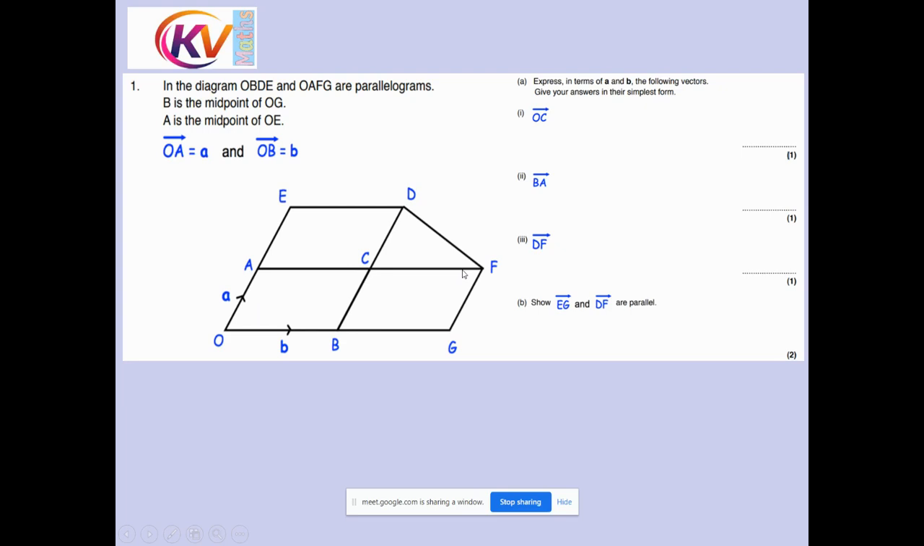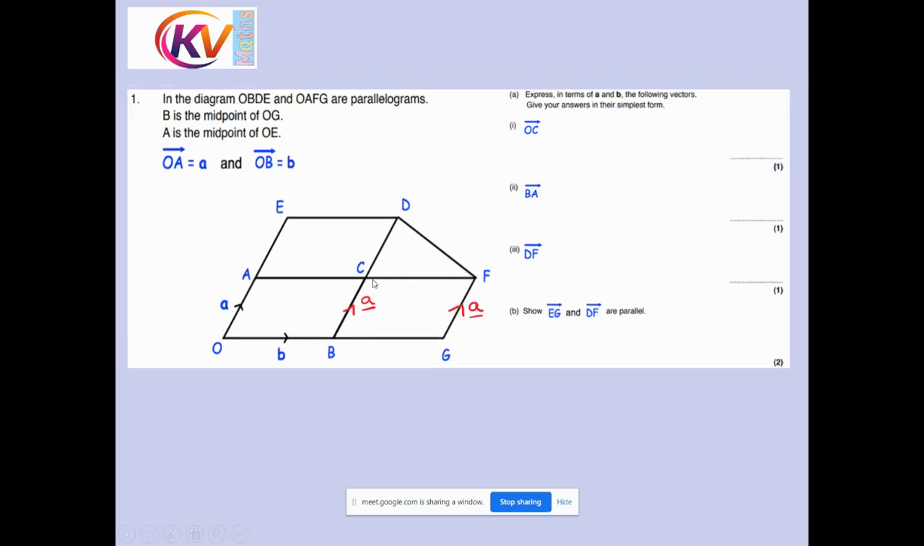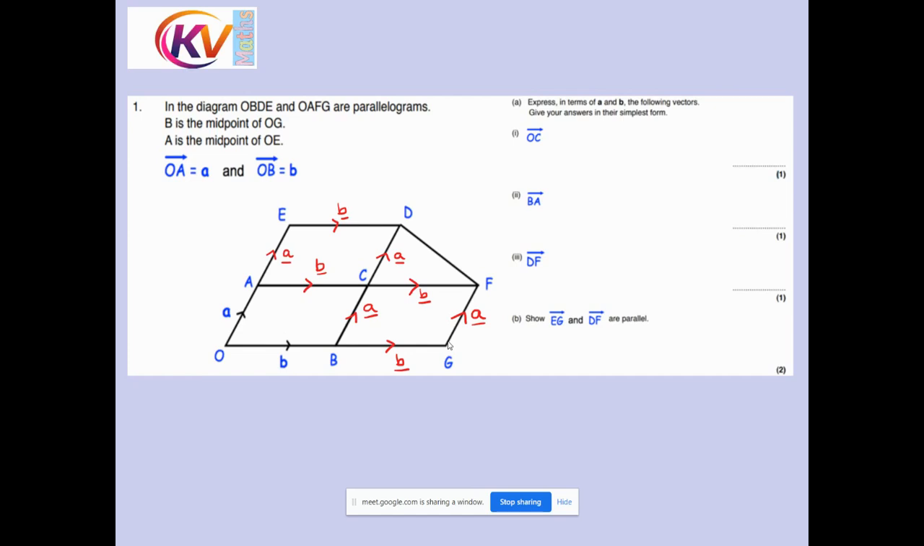And you know with parallelograms that the two slanted sides are parallel to each other and the same size, so they are equal. And also the top and bottom will be parallel to each other and equal. So we can then try and annotate things. Because O to A is A, we know B to C is exactly the same size and same direction, so that's A, and the same for G to F. Okay, so we can label that piece of information on there just to help us in the first place.